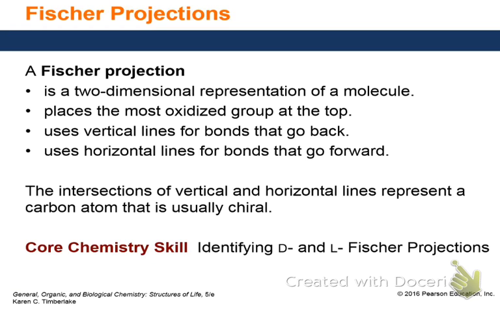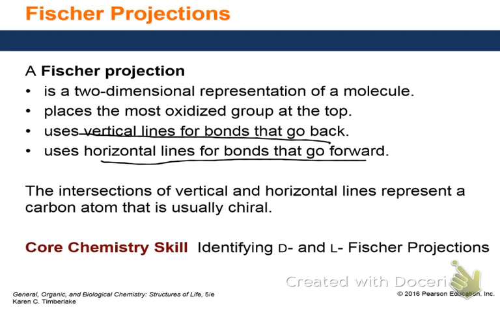In a Fischer diagram, it's a two-dimensional representation of a molecule. Most often we use it for chiral molecules. Vertical lines go back, or in the back.